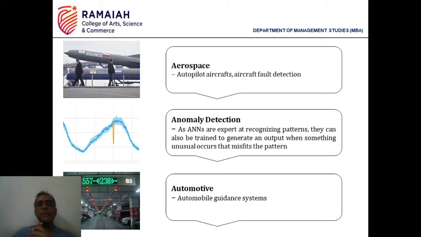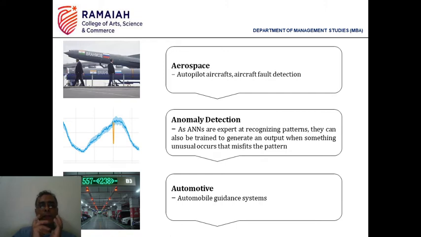Now let's look at anomaly detection. If you look at the diagram there, artificial neural networks are experts at recognizing patterns. They can be trained to generate an output when something unusual occurs that misfits the pattern. For example, if you look at a tsunami or a weather condition, anomaly detection can predict the weather conditions, and it can help the fishermen to stay away from the sea or the high tides. Right? Now let's look at the third one. If you look at the parking lot, there are red lights there.